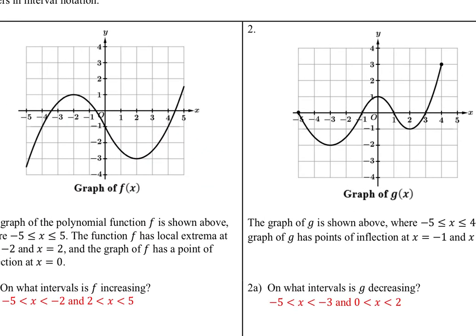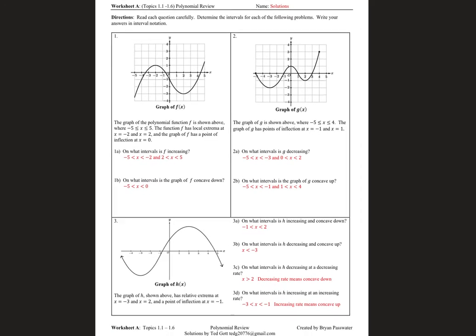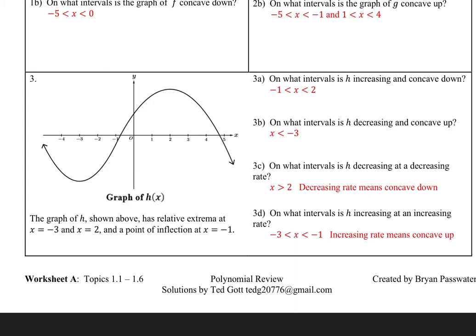All right. This was the one you had from Wednesday, Thursday. So I posted these solutions, but I do want to kind of go page by page. So any questions on that first page? All right, so 3C says on what intervals is H decreasing at a decreasing rate? Okay, so let's figure out what this means. Decreasing means it's falling, right? At a decreasing rate means it's concave down.